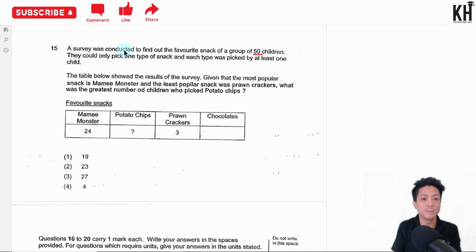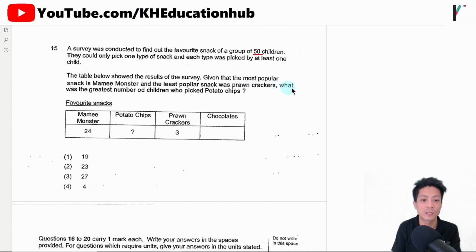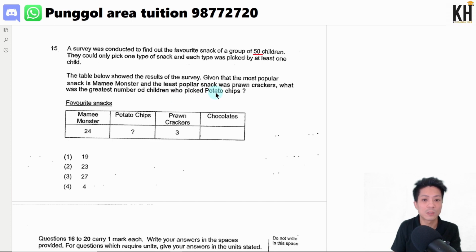Question 15. A survey was conducted to find out the favorite snack of a group of 50 children. They could only pick one type of snack, and each type was picked by at least 1 child. The table below showed the results of the survey, given that the most popular snack is Mummy Monster and the least popular snack was prawn crackers. What was the greatest number of children who picked potato chips?